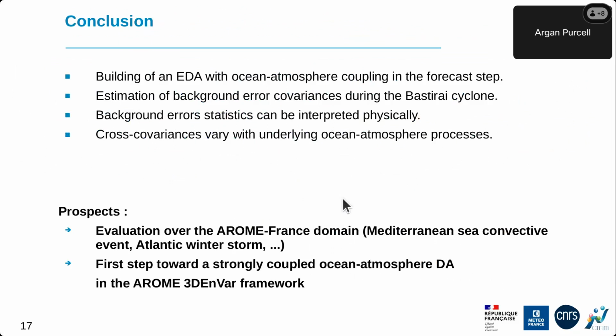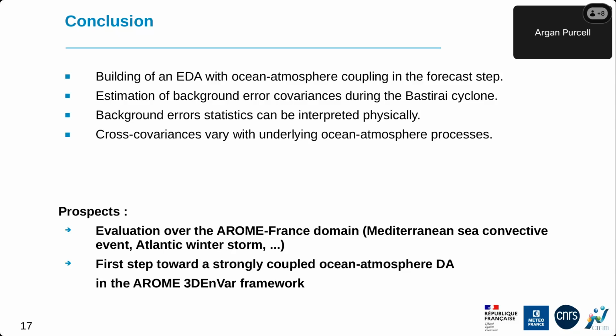So to conclude, we built an ensemble of data assimilation with the ocean-atmosphere coupling in the forecast steps, which we used to estimate the background error covariances during the Berre cyclone. From this, we found that most of the background error statistics can be interpreted physically, and that the cross-covariances vary with the underlying ocean-atmosphere processes, meaning that we have a form of flow dependency, which is precisely what we want from an ENVAR scheme. So all this is very encouraging.